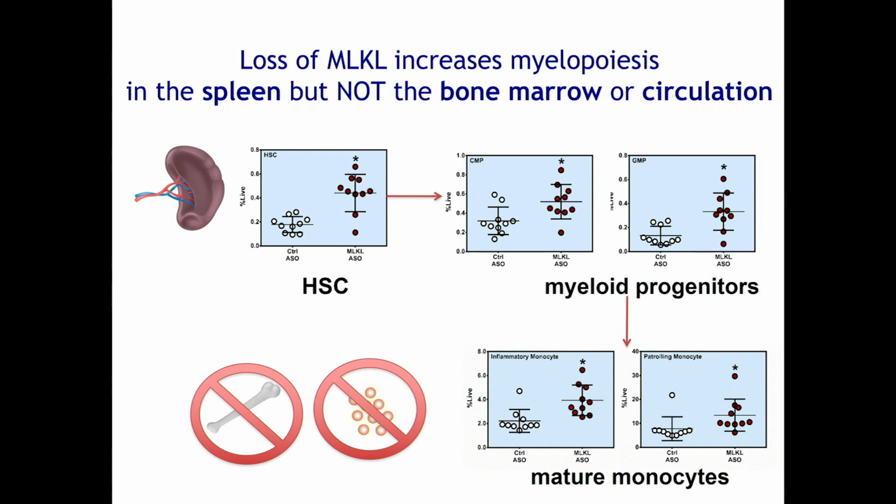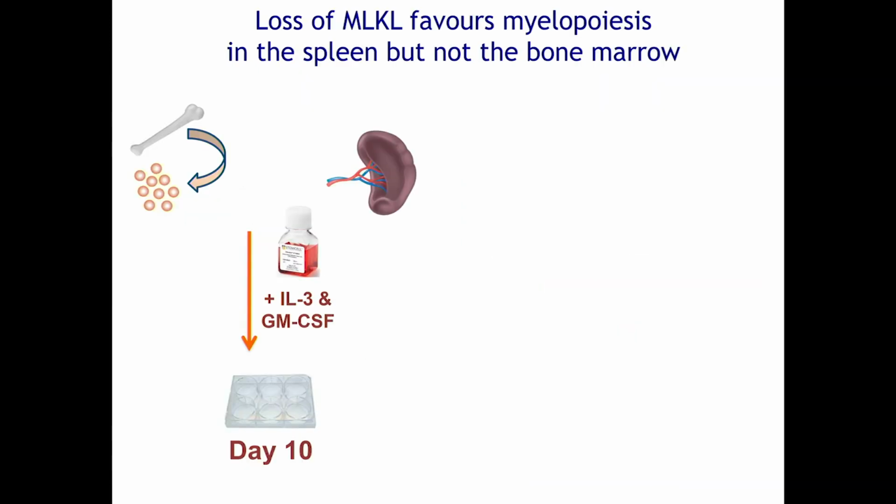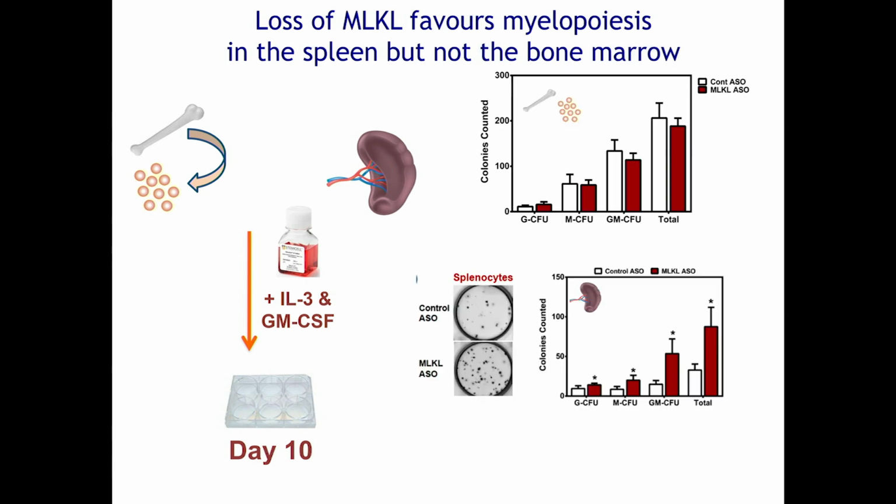So it is not that MLKL is just globally regulating all immune cells. When you don't have MLKL, you don't have a leukemia, for example. But you do have a very specific expansion of these macrophages that come from the spleen. And we know that those are particularly pro-atherogenic. And when we look at this in culture, we see something similar. These are our splenocytes that we've put in culture to see if they form colonies. And in the absence of MLKL, the only difference between these two wells, you can see quite an expansion of the number of cells.